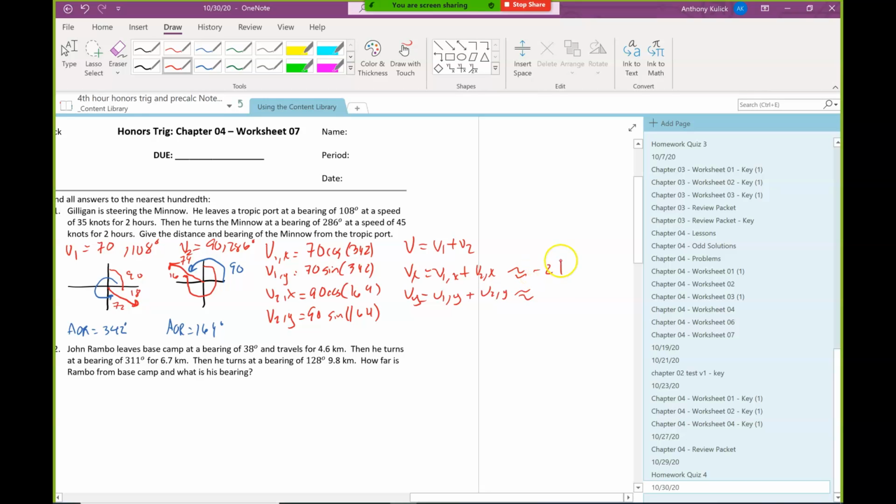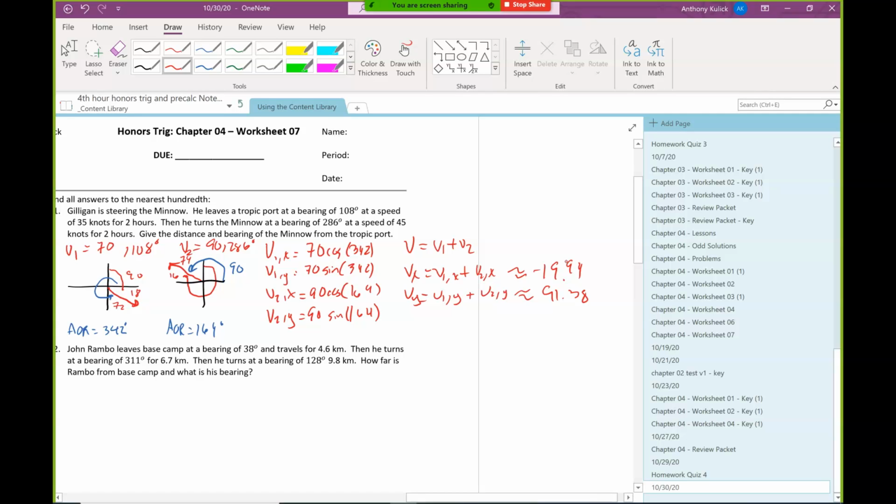That's about negative 21.77. Oops. I'm going to adjust that because I made a typo when I pressed the button in the calculator. So that first number should be a little bit more, negative 19.94, excuse me.